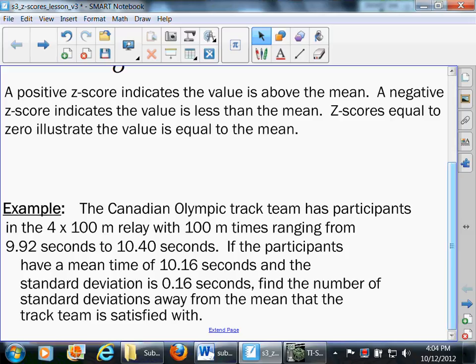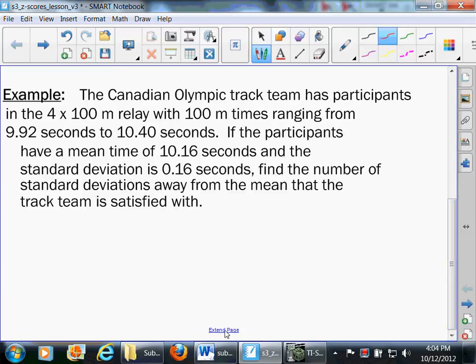So, example. The Canadian Olympic track team has participants in the 4x100 meter relay with 100 meter times ranging from 9.92 seconds to 10.40 seconds. If the participants have a mean time of 10.16 seconds and a standard deviation of 0.16 seconds, find the number of standard deviations away from the mean that the track team is satisfied with. So in other words, we need to find the z-score for the low time and for the high time, using the formula we talked about above. That formula is z equals x minus mu over sigma.